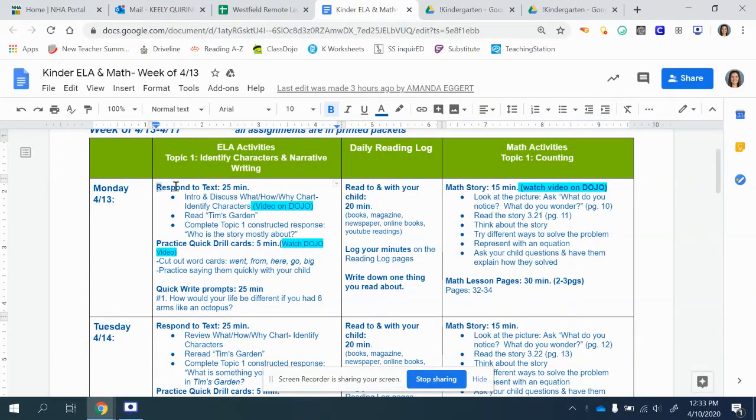Monday, I am responding to text. I have an intro and a discussion about what, how, why identifying characters looks like. So the first thing I would do is go over to Dojo and watch a video of Miss Quiring talking about what a character is, how we find characters, and then why it's important for us to do. After that, I'm going to read Tim's Garden.